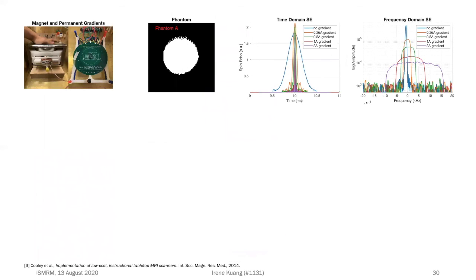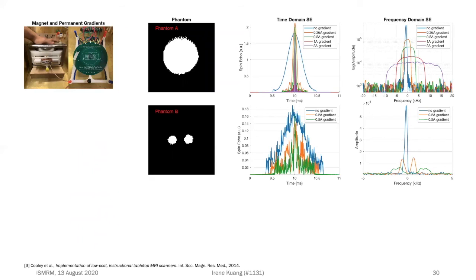Finally, we examined the efficacy of the pulses when different strength gradients were applied to broaden the frequency spectrum. Looking at an 8 millimeter diameter on the tabletop system, we observed the narrowing of the spin echoes in the time domain and broadening of the frequency spectrum as one would expect with increasing gradient strength.